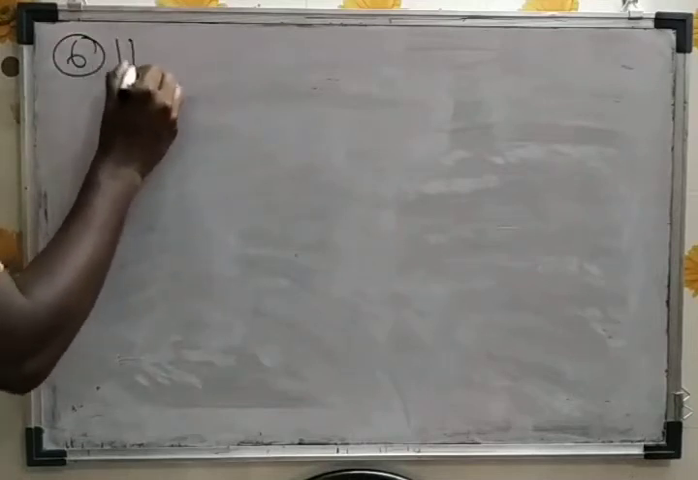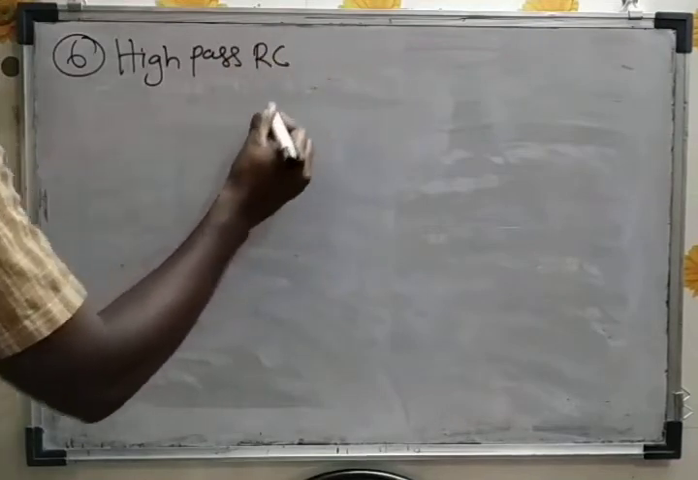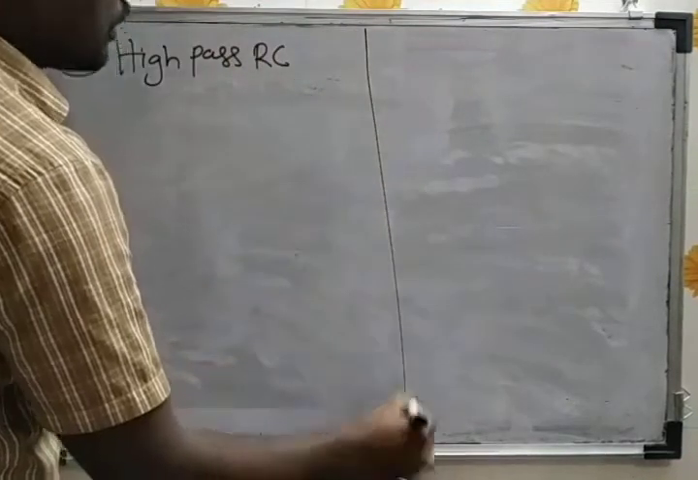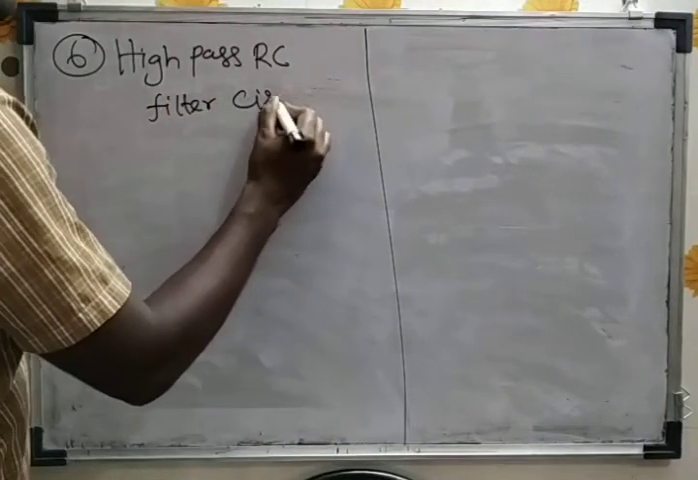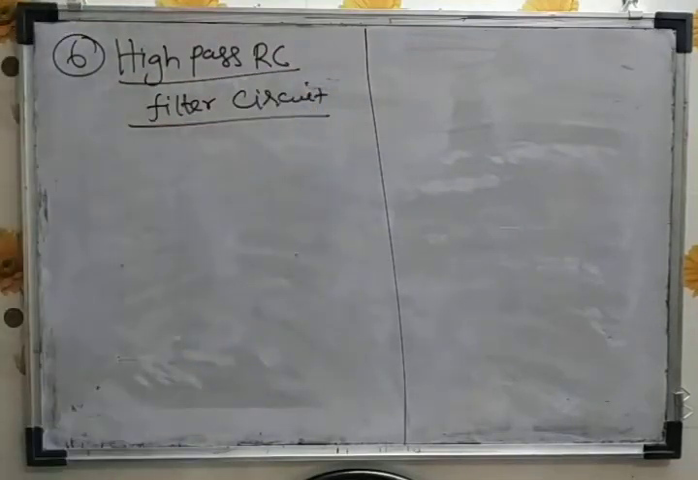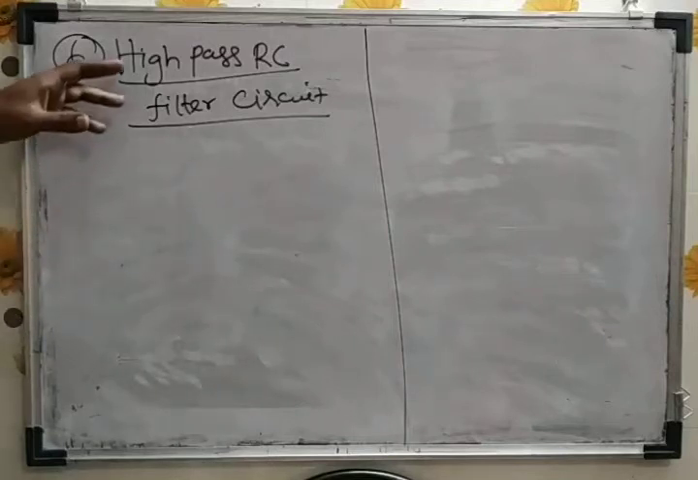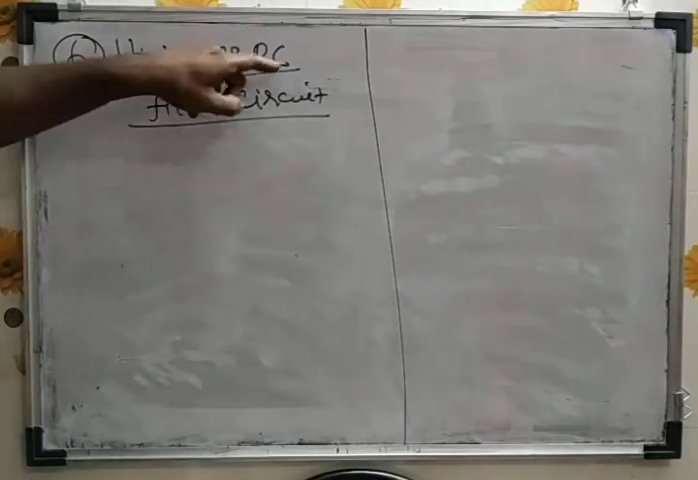So in this class we are going to learn about the high pass RC filter circuit. We can construct a high pass filter using R and C values.